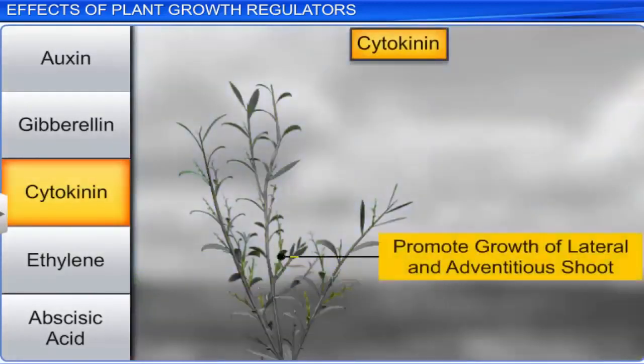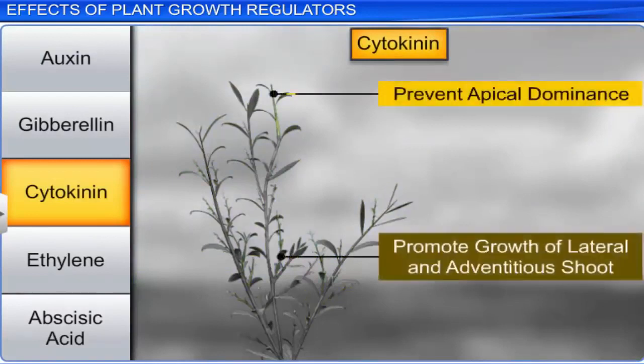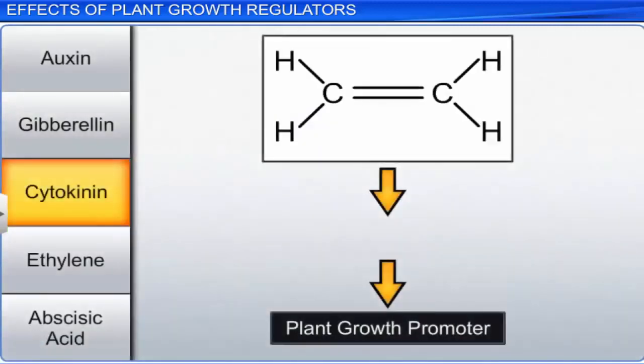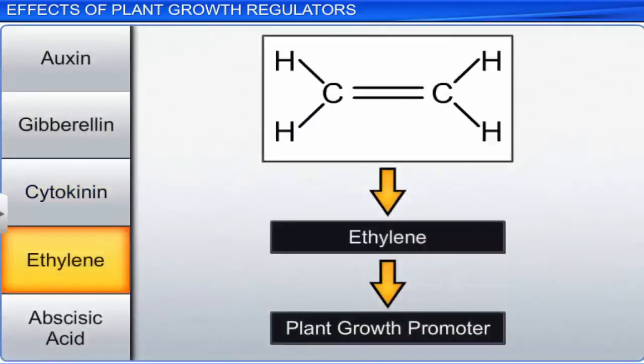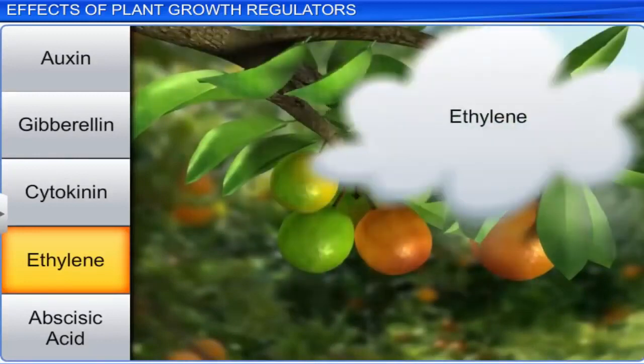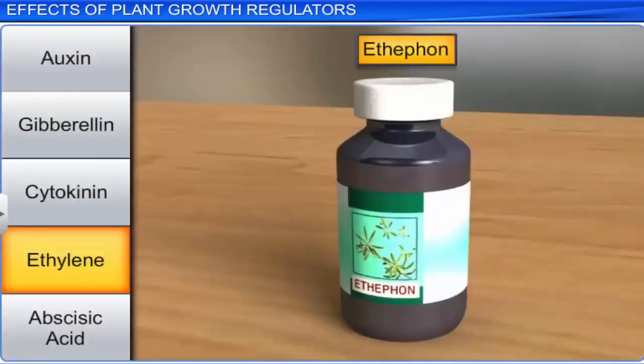They promote the growth of lateral and adventitious shoots by preventing apical dominance. They also delay senescence or the aging of leaves. Another growth promoter, ethylene, is present in plants in gaseous form. It is synthesized in the organs of plants that undergo senescence, such as ripened fruit. Commercially, it is available in aqueous form, ethaphon, which can be easily absorbed by plants.